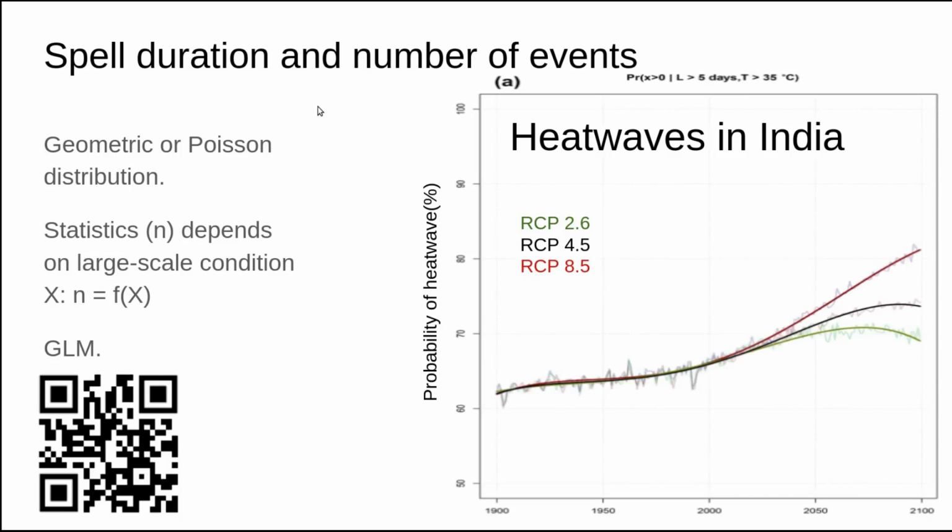We can also look at, in addition to spell duration, the number of events. So we can use the geometric distribution for the duration and the Poisson distribution to estimate the number of events. So the statistics of these events depend on the large scale conditions. n, which is the number of events, for instance, is a function of the large scale, which is x. And this is actually taken from a study, and we used a generalized linear model to make these curves. And you can look at this QR code here to find the reference.